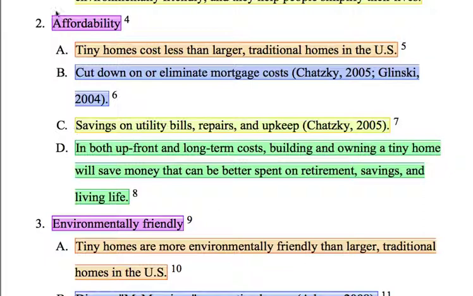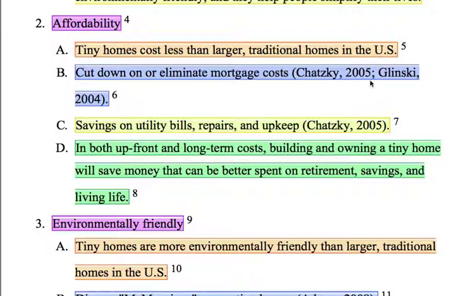So here's what I mean by that. For example, in this particular paragraph, the main point is affordability. Okay, that's the main point. But if you were to break this down into subpoints and think of each subpoint as its own paragraph, you could do it like this. So subpoint A, tiny homes cost less than larger traditional homes. So your subpoint really is that there are some general numbers and overall cost. So you would give a specific example from your research that would support that. Then you would have that in one paragraph.